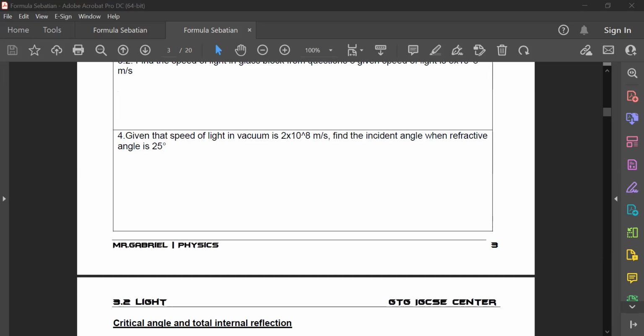Sorry, once more. Formula for the speed of light, n equals c over v.